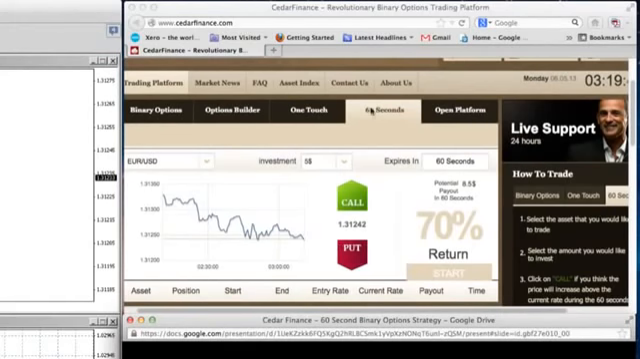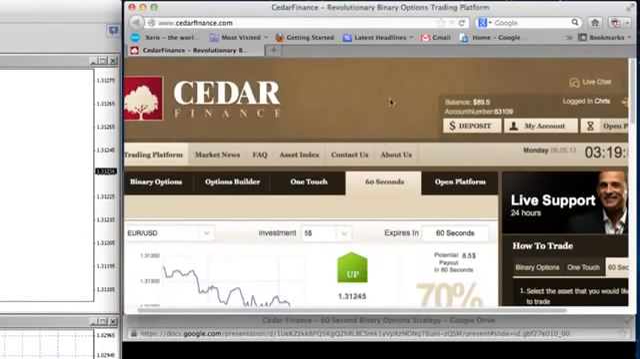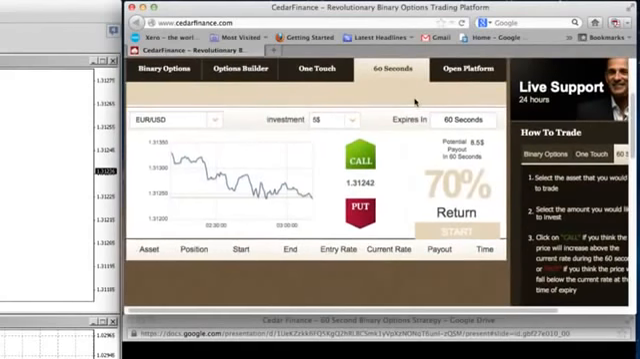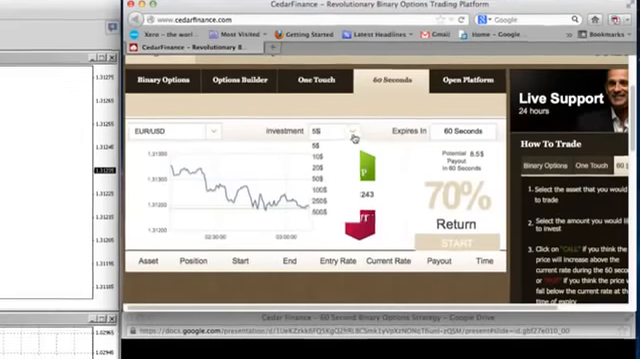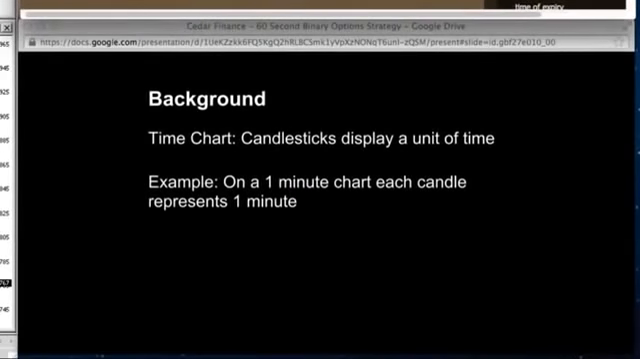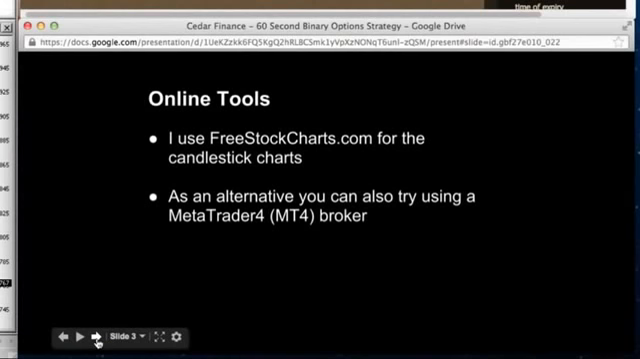Okay, and also in this window here I've got Set of Finance open and logged in. I'm on this 60 seconds sub page. Here I can select the different currencies that I want to choose. My investment amount, $5 is the minimum, and up or down, and I'm getting a 70% return on the Euro USD, for example. If I bring up the AUD USD, it's also the same 70% return on any investments.